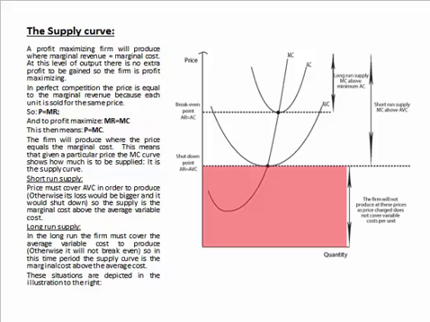This means that given a particular price, the marginal cost curve shows how much is to be supplied. It is the supply curve.